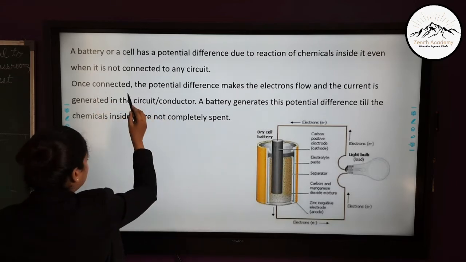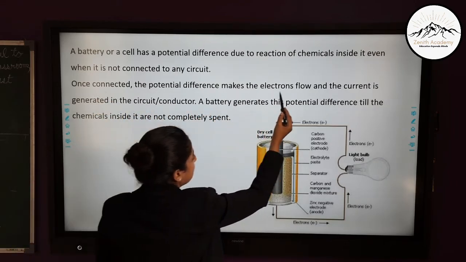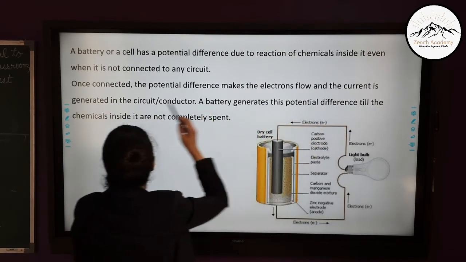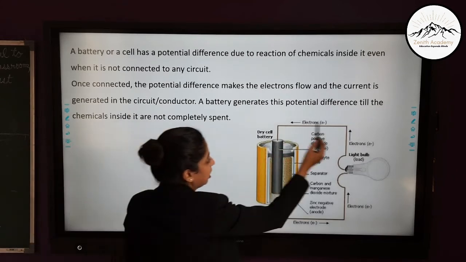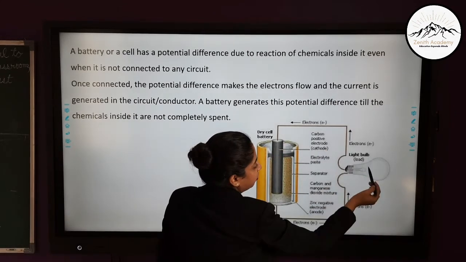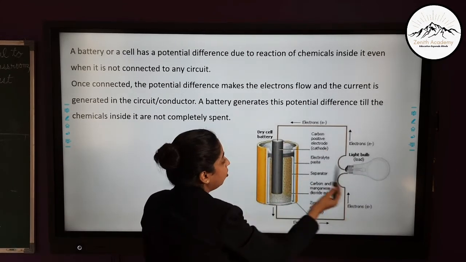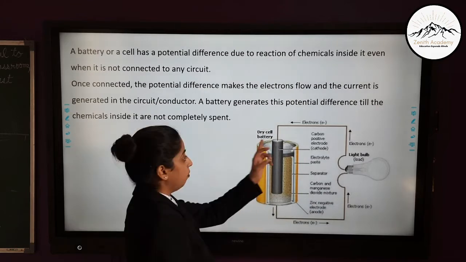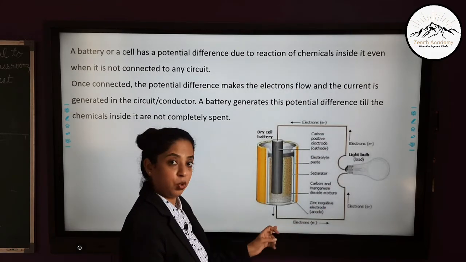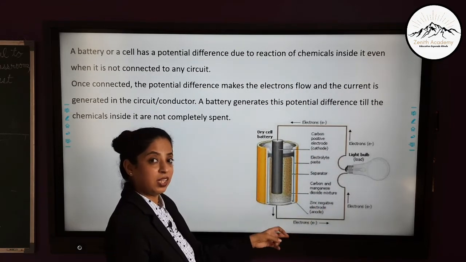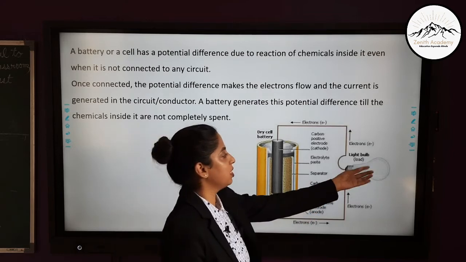Now once connected, the potential difference makes the electrons flow and the current is generated in the circuit. So once it is connected in the circuit, you see this bulb will start glowing because now the potential of this battery will force the electrons in the circuit to move, and when the electrons start moving, the current starts moving and you can see the bulb glowing.